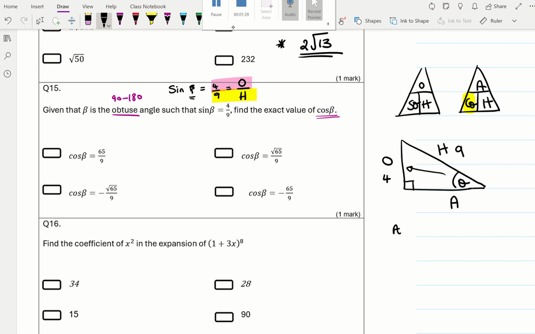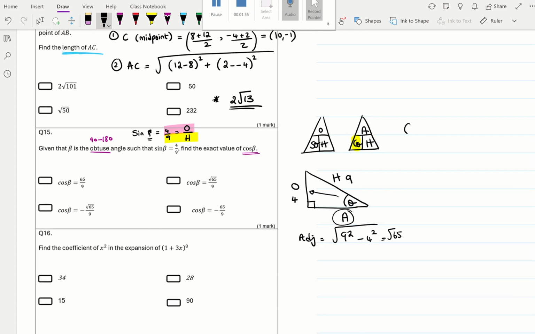And the adjacent, I'm finding the shorter side, so it's 9 squared minus 4 squared, which is root 65, and don't round anything. So cos beta is the adjacent over the hypotenuse, which is root 65/9. But I want to know whether this is positive or in fact negative.